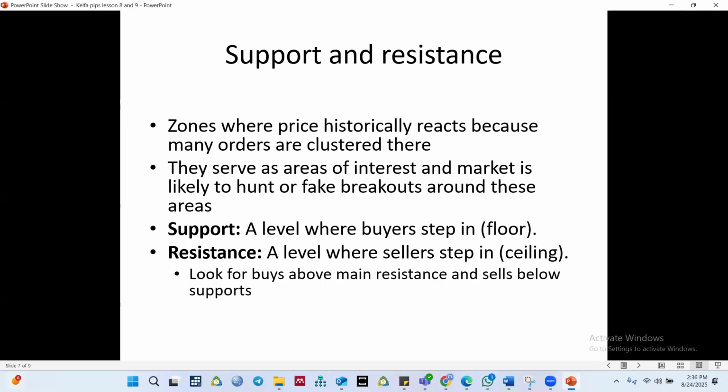Salim, can you say it for me to hear? We buy above resistance and we sell below support. Is Salim here? Salim?